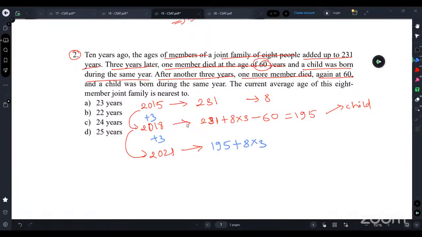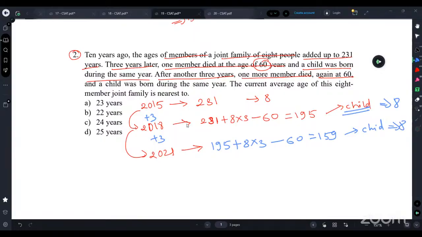There are a total of 8 members because one child was born here. So 195 plus 8 into 3 will be the age in the year 2021. But one member has also died now. So the summation will be 195 plus 24 minus 60, which is 159. So 159 is the age in the year 2021. But again one child has been born, so the total number of members, which was 8, will again become 8.